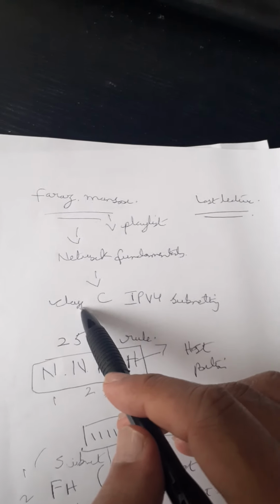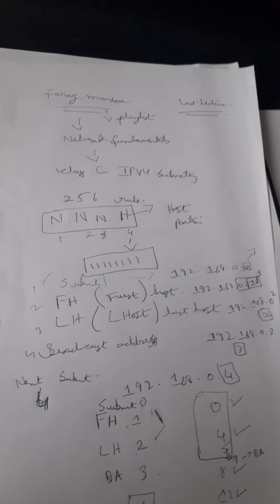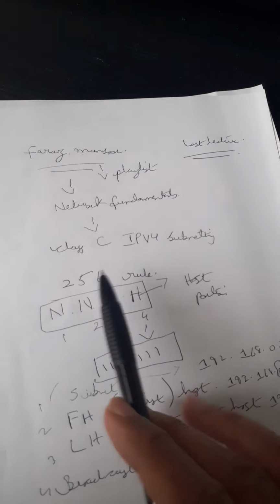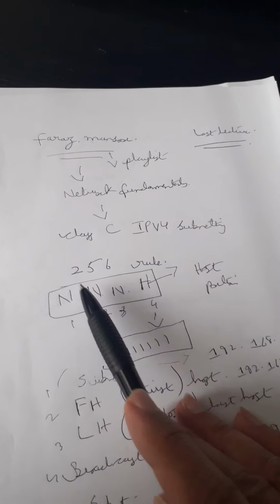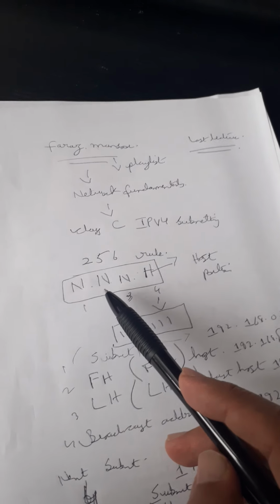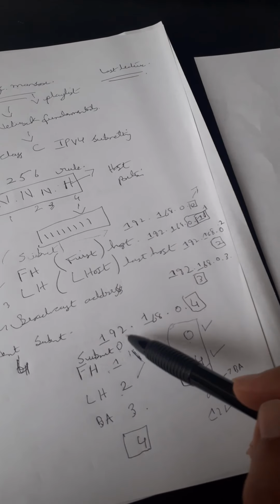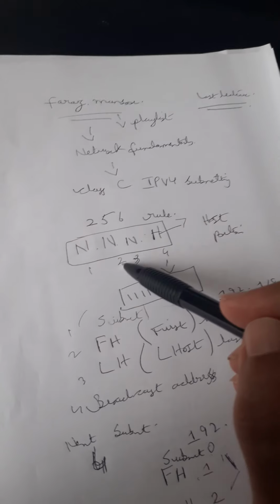Then at the moment we are doing class C IPv4 subnetting. Just to give you a brief overview of these lectures, we have started IPv4 class C subnetting. Now, just to give you a revision, I talked about the 256 rule. And in class C, remember, class C always starts with 192.